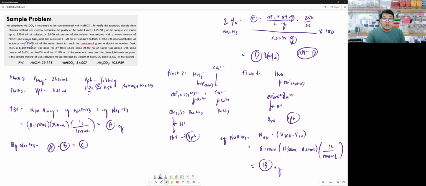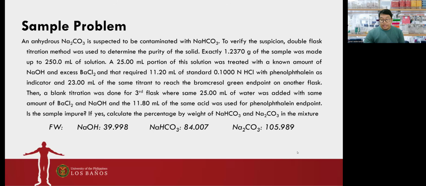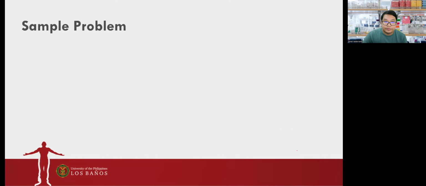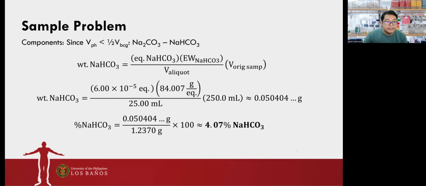Because the sample is said to be impure, you need to say it is just sodium carbonate plus bicarb. Okay? So, in that case, our answer should be 96.0% sodium carbonate in our sample and 4.07% impurities of sodium bicarb, making it an impure anhydrous sodium carbonate. Okay? So this is our calculation for that.